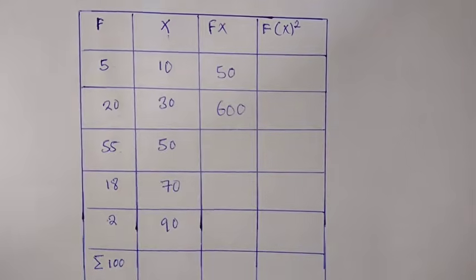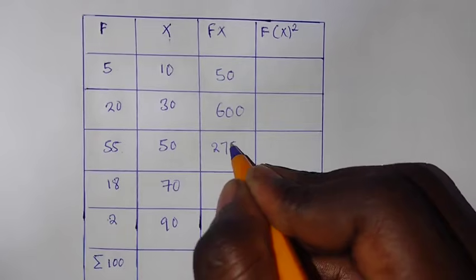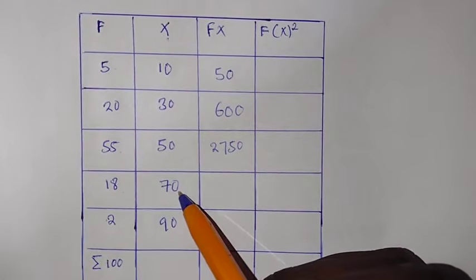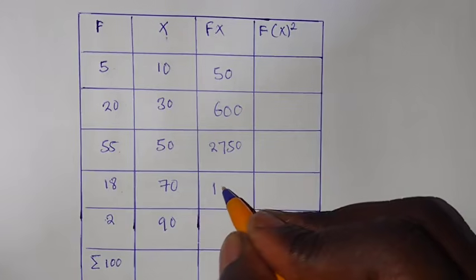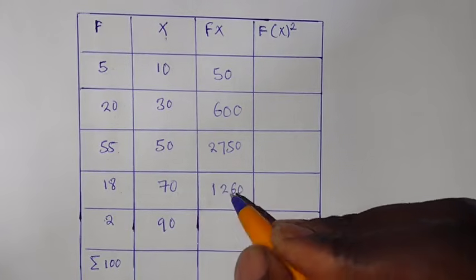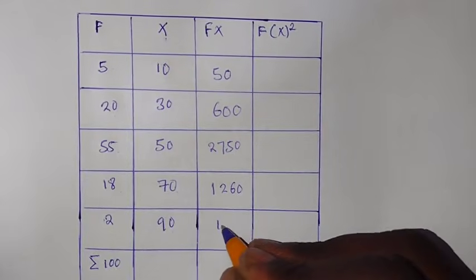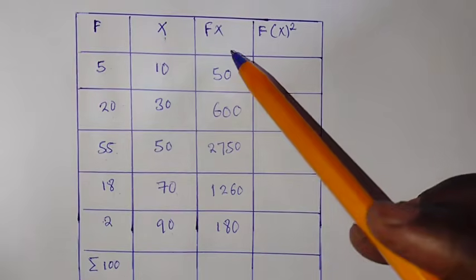2,750. So you write this value here, 2,750. Next, you multiply 18 times 70. You get 1,260. Next, you multiply 2 times 90. This is easy. You get 180. So you are done finding the fx.